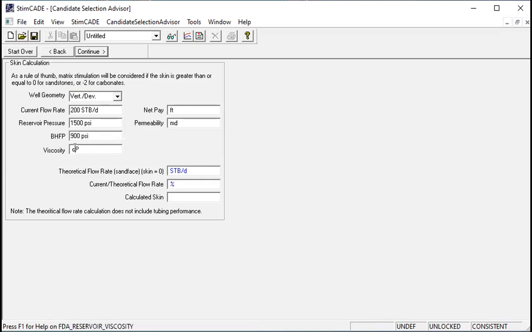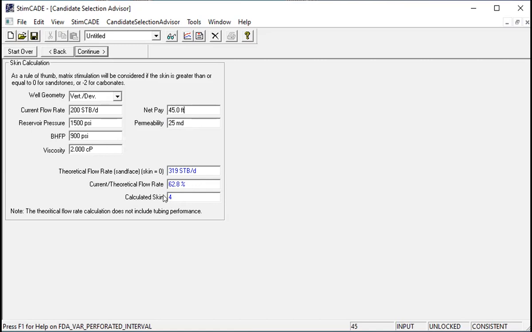What's the viscosity of the oil? Let's just say 2 centipoise. What is the net pay of the reservoir? Let's just say 45 feet. And what is the reservoir permeability? Let's just say 25 millidarcy. Once you input all of that, the system will automatically calculate the skin factor for you, which is about 4.